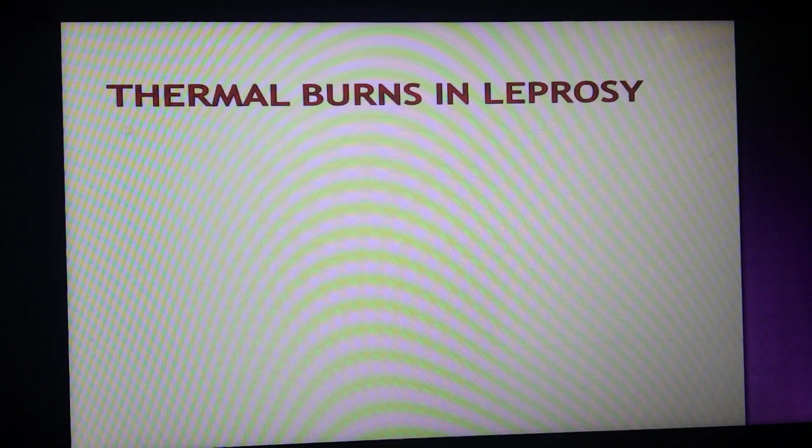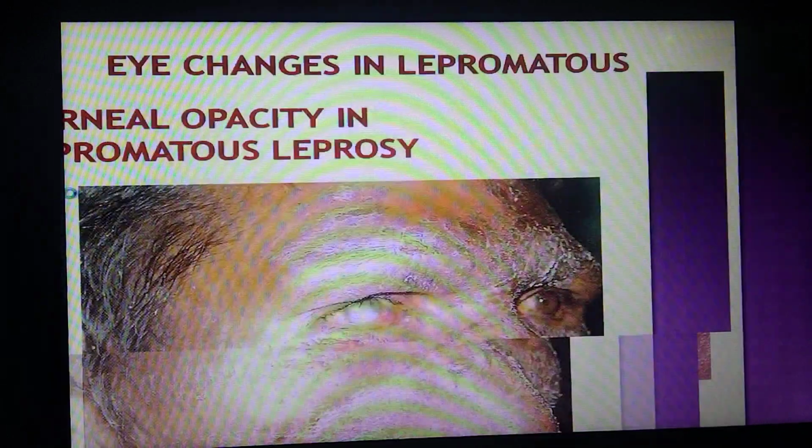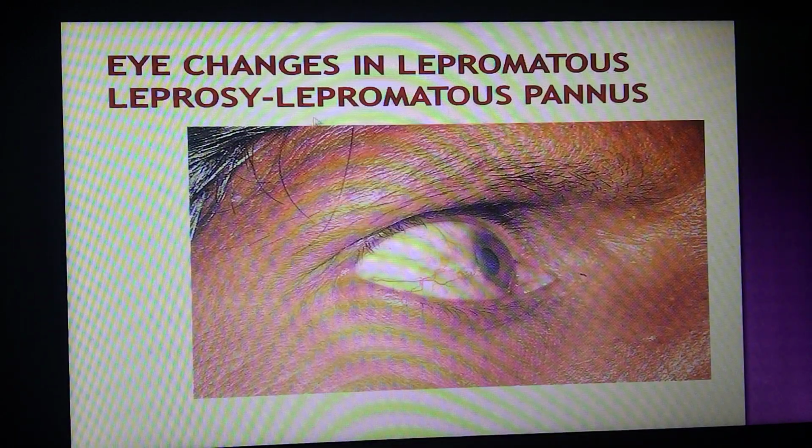Next we'll study the eye changes in leprosy. First is corneal opacity in lepromatous leprosy, as you can see in this picture. The next, eye changes in lepromatous leprosy, we call it lepromatous pannus, as you can see in this picture.